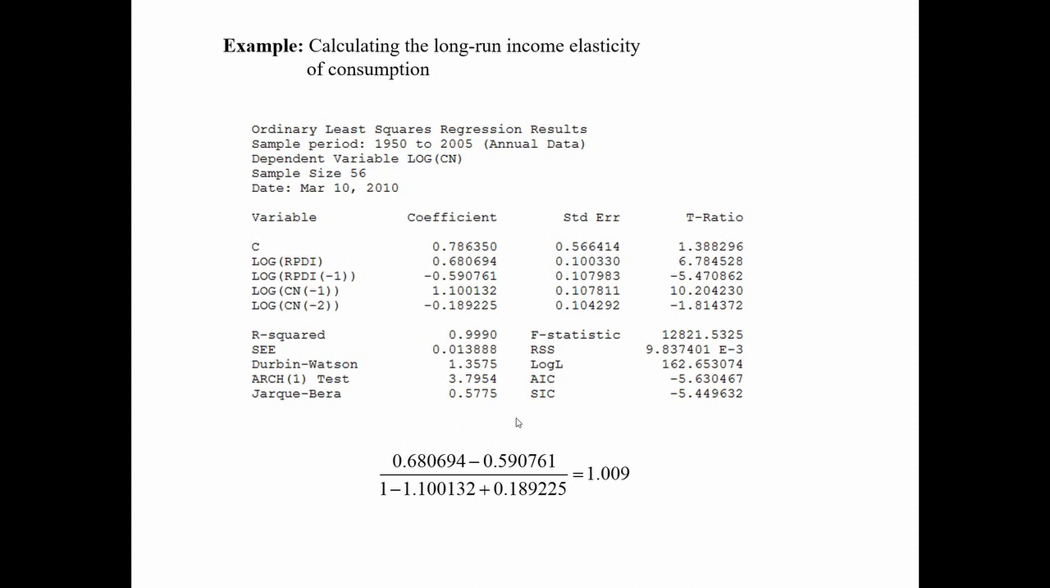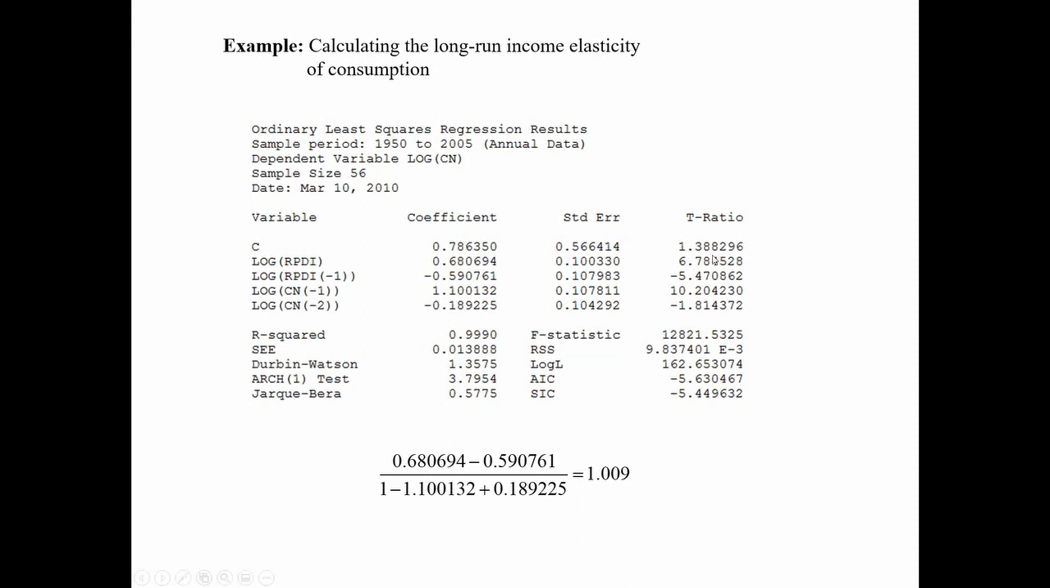Again, let's take another example. This is an autoregressive distributed lag model for consumption, where we've got consumption as a function of disposable income and lagged values of consumption. In this case we've got one lag of disposable income and we've got two lags of consumption. So this would be an ARDL 2-1 model.